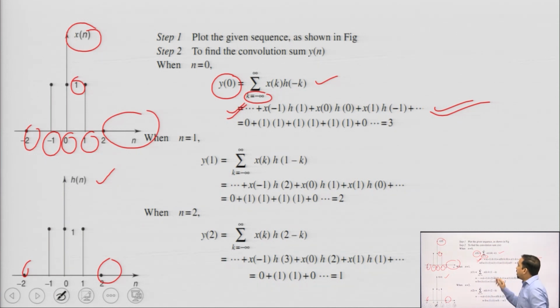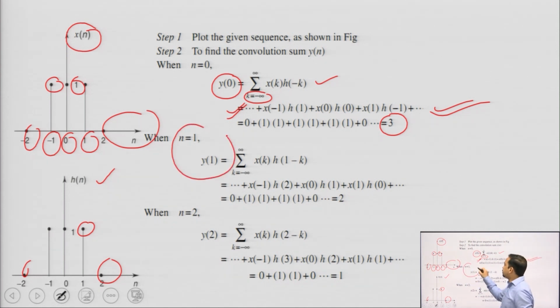Now, we will see x of minus 1 and h of 1. For x of minus 1 the value is 1, for h of 1 the value is 1. Just put these values in this particular equation, and what we are getting here is 3. Similarly, when n equal to 1 we are having y of 1, when n equal to 2 we are having y of 2. So, what is y of 1?